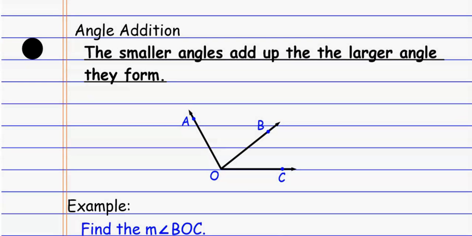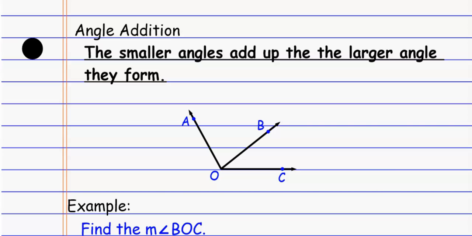Angle addition is very similar to segment addition. Basically, the smaller parts add up to the whole thing. So here, the smaller angles add up to the larger angle that they form. When we look at any kind of addition with these shapes, it's all going to be the same thing. Segment addition was, hey, the smaller segments add up to the bigger segment that they make. Angle addition, well, the smaller angles add up to the bigger angle that they make.